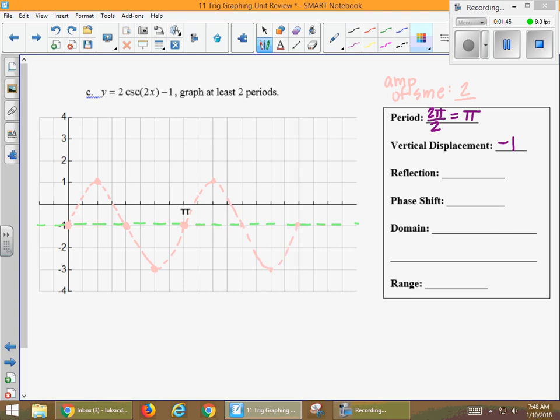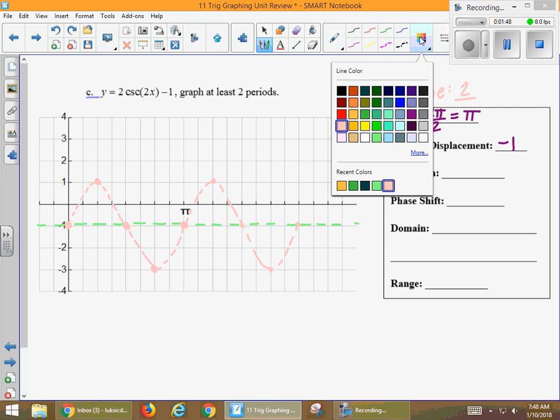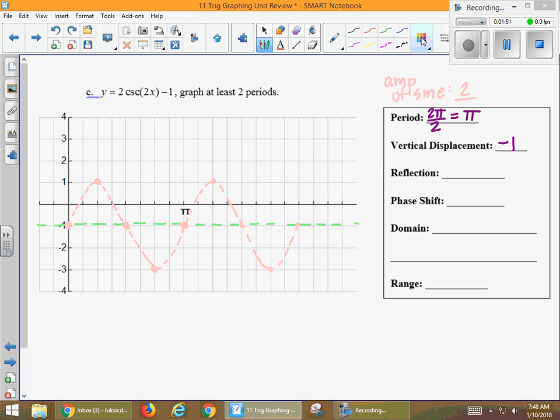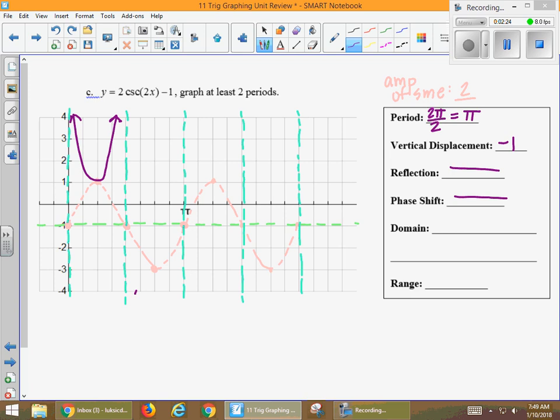That'll help me get that asymptote situation dealt with as well in the domain, which is kind of the tricky part. Okay, so where I cross the midline is where my asymptotes are going to be. Remember, it's not where you cross the x-axis unless you don't have any vertical displacement. So we said we didn't have any reflection, we didn't have any phase shift. And now our cosecant curve is going to come off of the maxes and mins of the sine curve and go in the opposite direction.